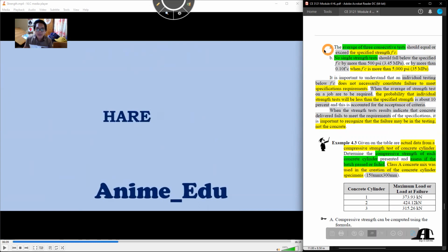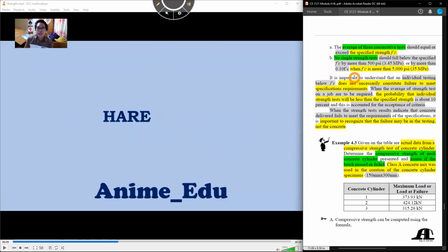Okay? So letter B criteria natin class, second criteria natin: no single test should fall below the specified FC by more than 500 PSI or 3.45 MPa. So kung ano man yung specified class, dapat wala dun sa law, mas mababa siya by more than 500 PSI. Tapos kapag ang specified strength natin is more than 5,000, dapat 10% dun. So technically, ganun din naman. Kumbaga pag nag-5.5 lang yan, hindi na 500 class, 550 na.